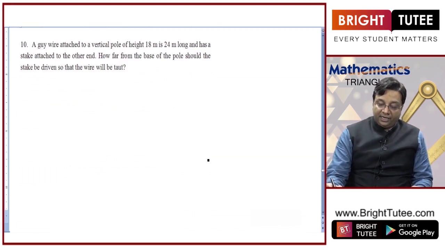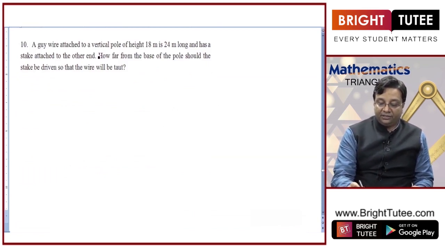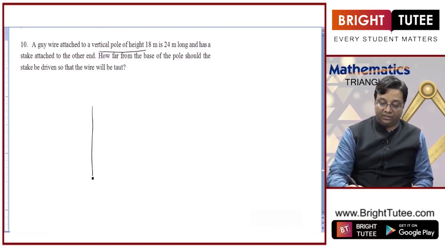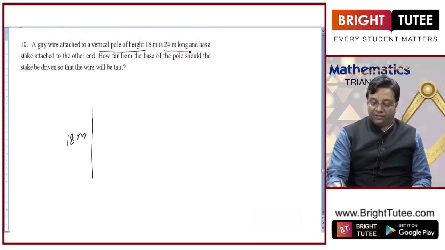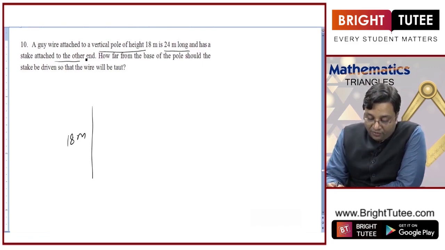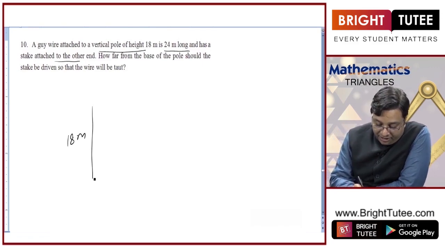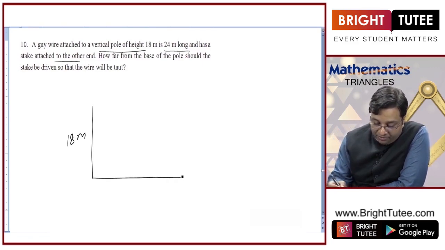A guy wire attached to a vertical pole of height 18 meter is 24 meter long. So there is this vertical pole of 18 meter. The wire is 24 meter long and has a stake attached to the other end. How far from the base of the pole should the stake be driven so that the wire will be taut?